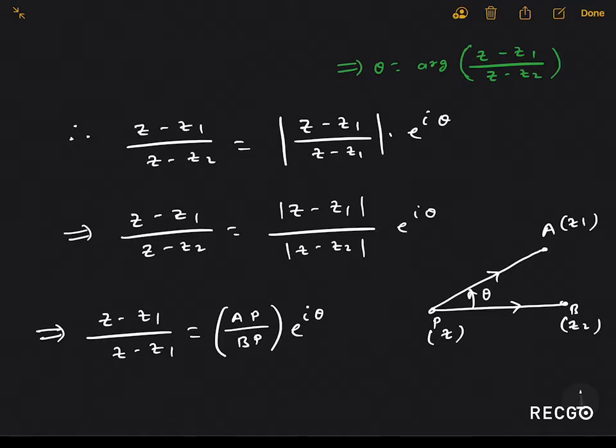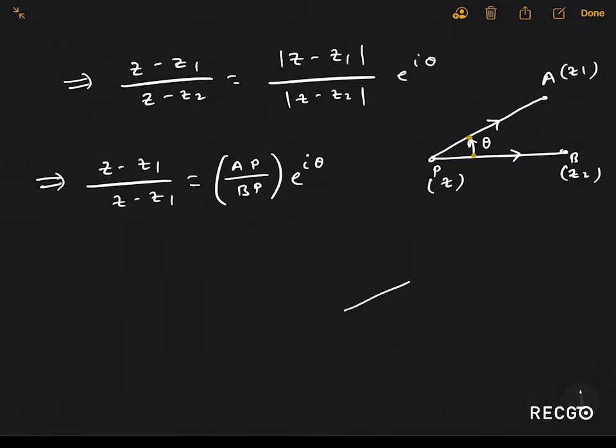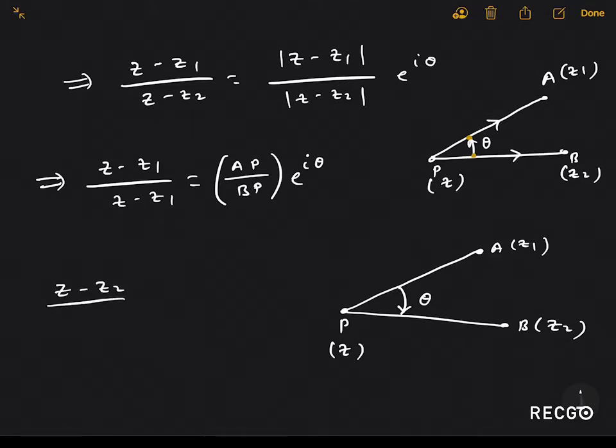So how do we apply it? When you are drawing the angle, mark it with 2 dots. As you can see, I've marked it with a yellow dot. The angle starts with BP and ends at AP. So the AP vector is z minus z1, divided by the BP vector, which is z minus z2. That is equal to AP by BP into e to the power iota theta, and since theta is positive, I have just written plus theta.